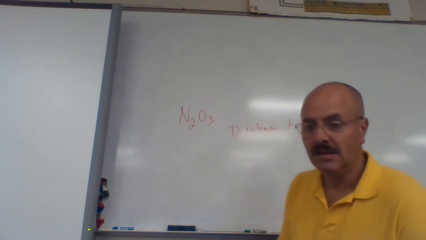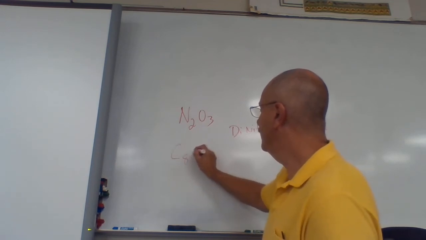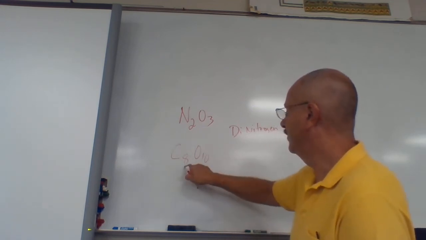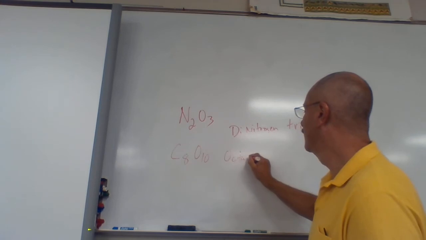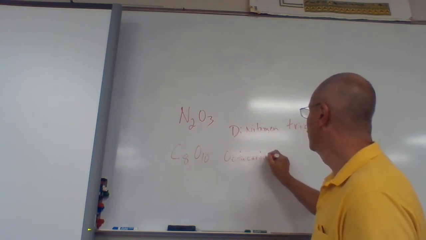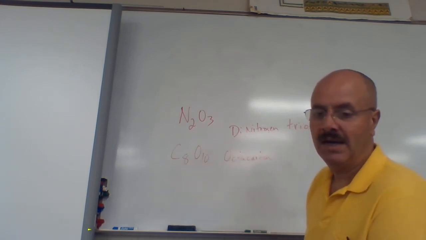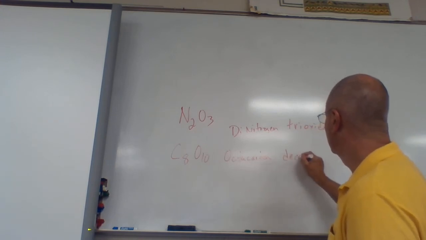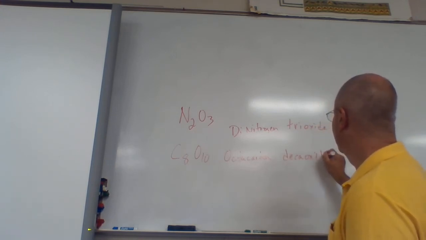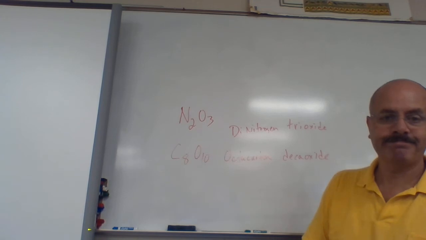Okay, let's try the next one. We've got C8O10. So the 8 is octa, and octacarbon is the first element. And then we've got 10, that's deca, and it's oxide again. So it's decaoxide.